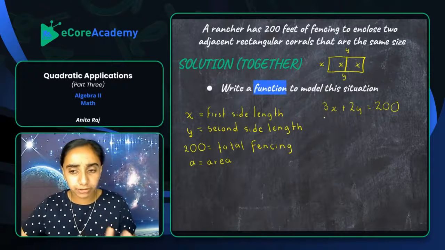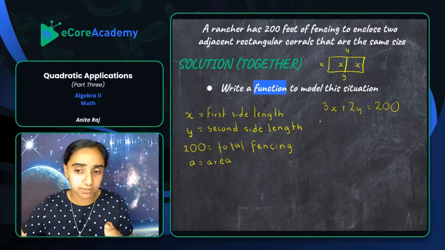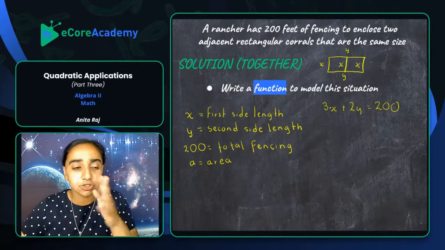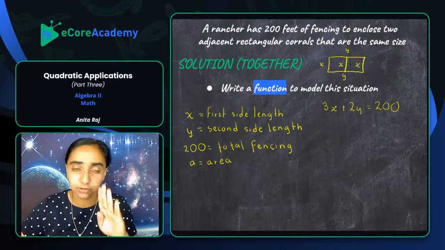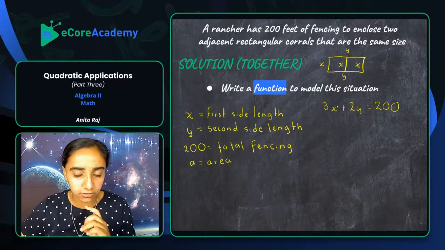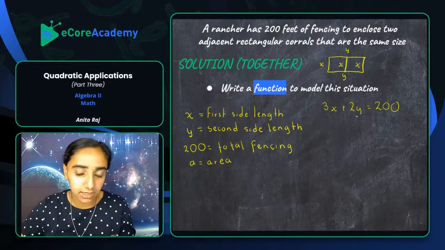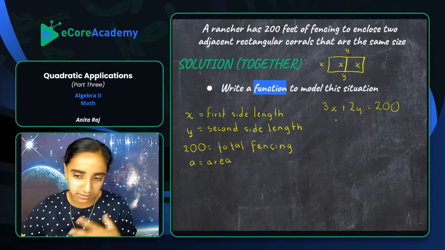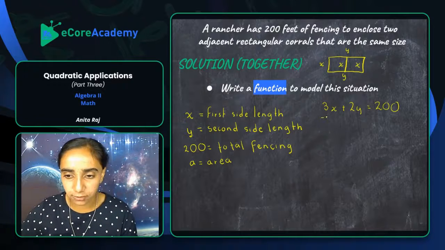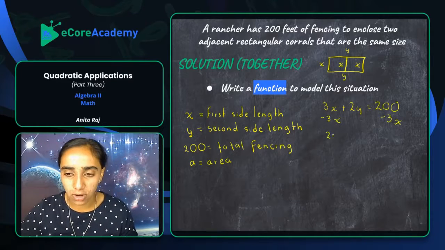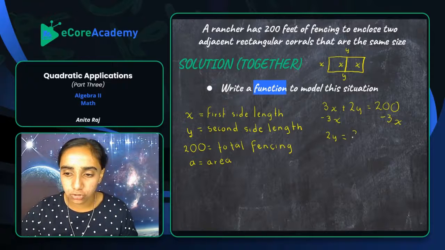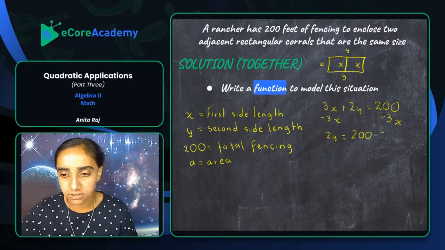So we have 3x, which is the 3 vertical side lengths, plus the 2y, which are the 2 horizontal side lengths, equal a total of 200 feet of fencing. So we got that down. Now we got to pick one of the variables to isolate. Let's just pick y for this case. So we're going to subtract 3x from both sides to get 2y by itself. You get 2y equals 200 minus 3x.